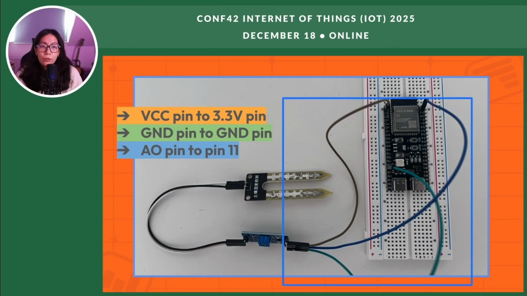The 3.3 volts pin is the power output on the ESP board that basically provides 3.3 volts. And then ground is like the minus side of the battery, so this is where the electricity goes back. And AO stands for analog output. So we can connect this to any of the pin numbers. In this case, we connected it to pin number 11.